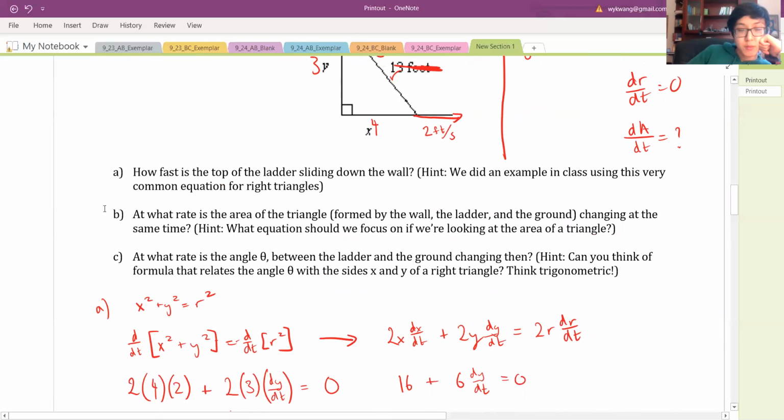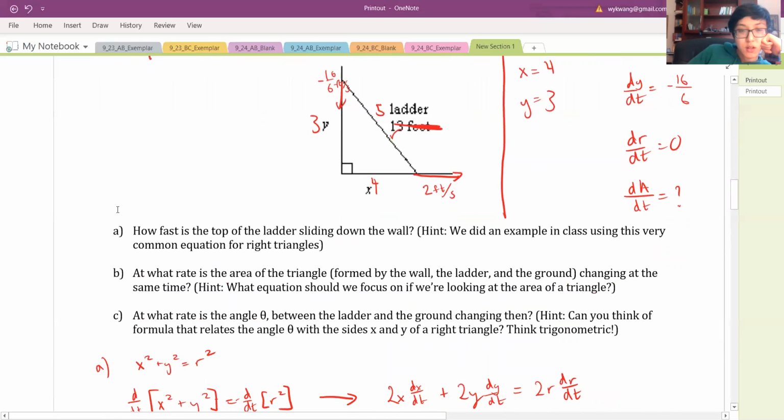Okay, part C: at what rate is the angle theta between the ladder and the ground changing then? I really like this problem because, if you haven't done it yet, I would recommend you just think about part C. You'll be like, wow, I didn't even know you could apply related rates to this type of stuff. So just pause now if you haven't tried it yet, but try this problem. So unpause.